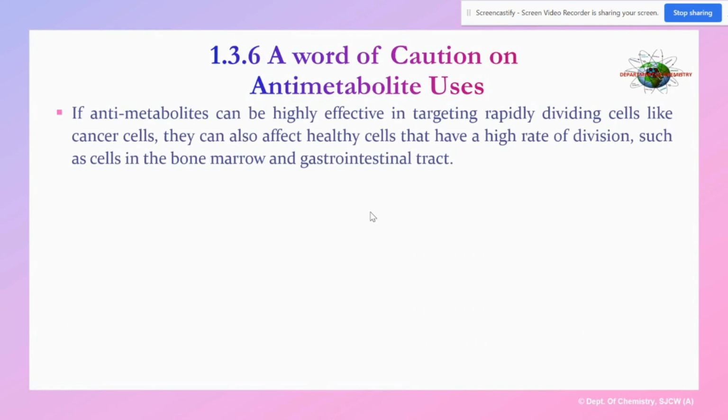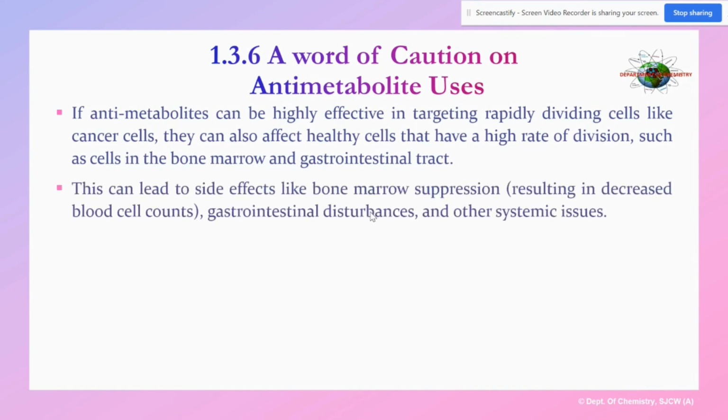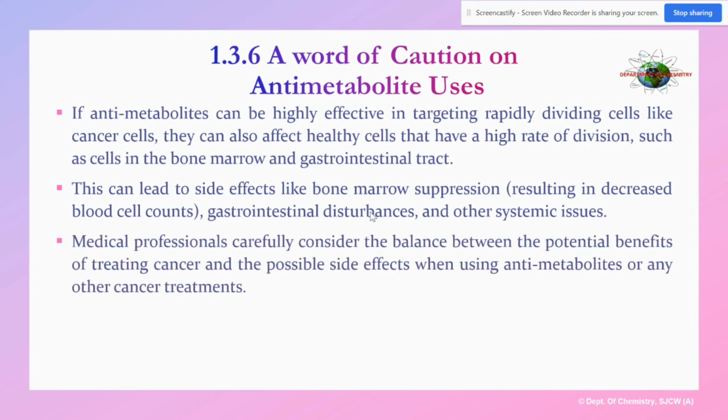Antimetabolite uses: a word of caution. While antimetabolites can be highly effective in targeting rapidly dividing cells like cancerous cells, they can also affect healthy cells. They can lead to side effects like bone marrow suppression, gastrointestinal disturbances, and other systemic issues. Medical professionals carefully consider the balance between the potential benefits of treating cancer and the possible side effects when using antimetabolites or any other cancer treatments.